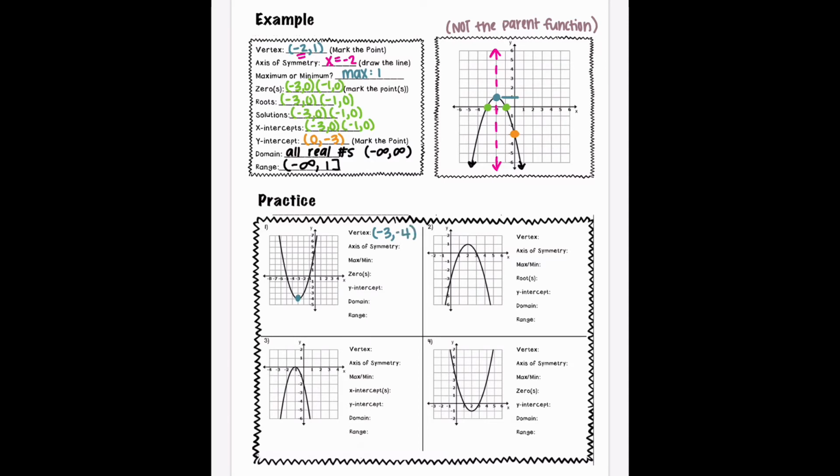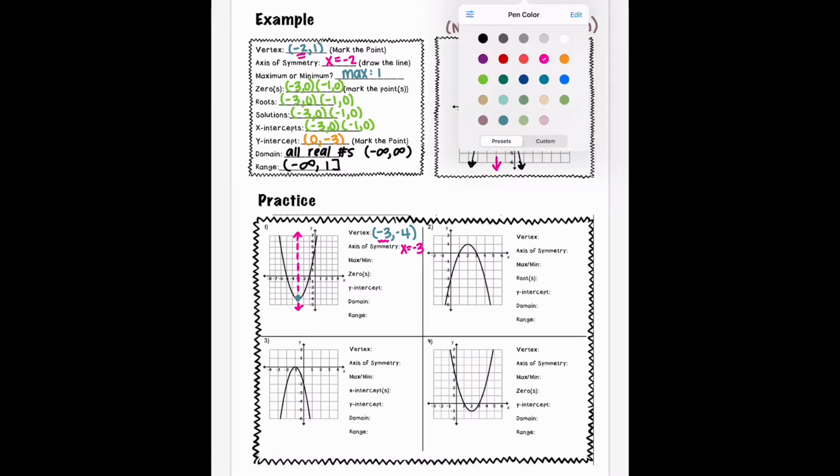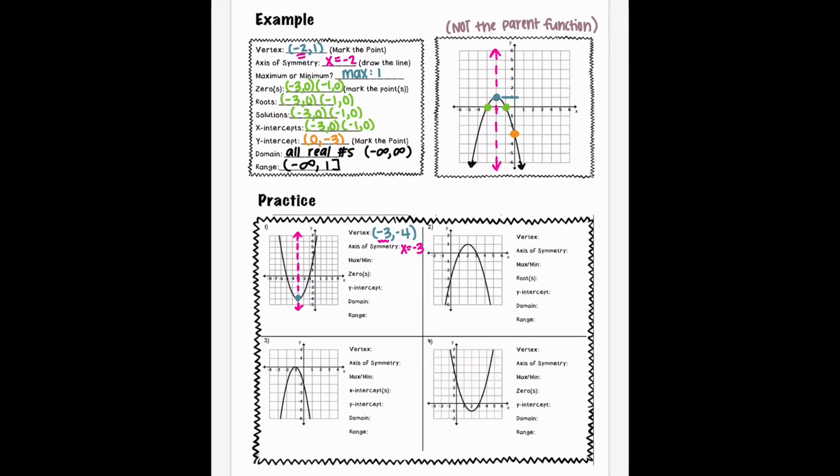The axis of symmetry is the vertical line that goes through the vertex. You have to look at the x value of the vertex. So that's x equals -3. Maximum or minimum? Depends on where our vertex is. Our vertex is in a valley, so that is a minimum.